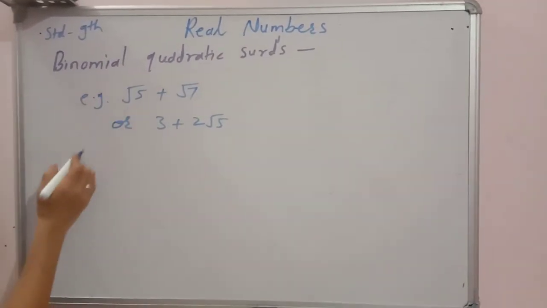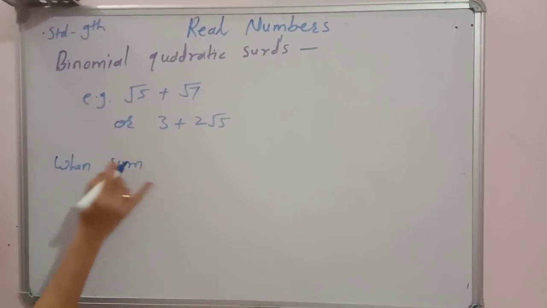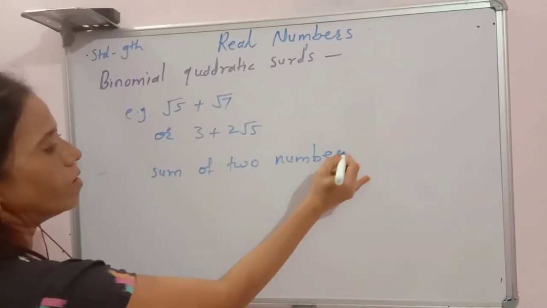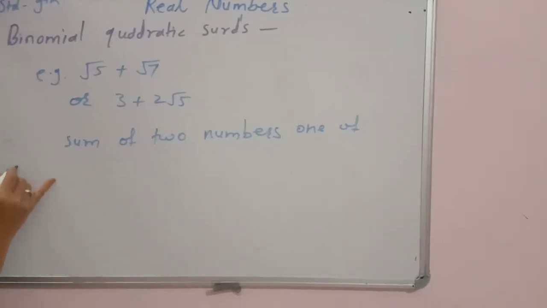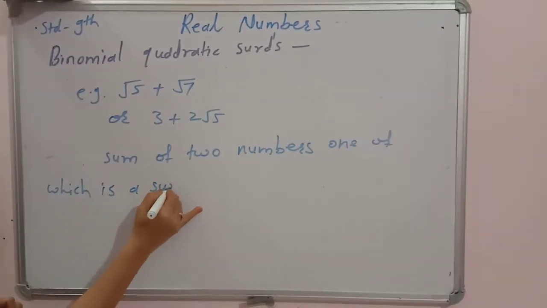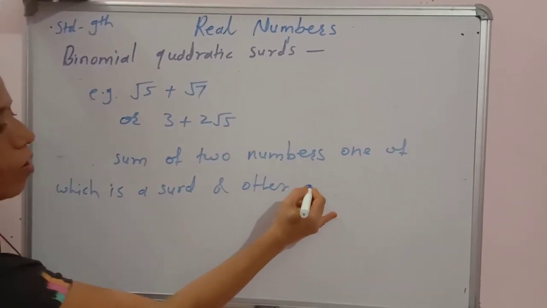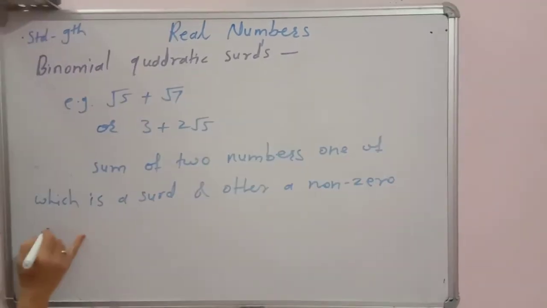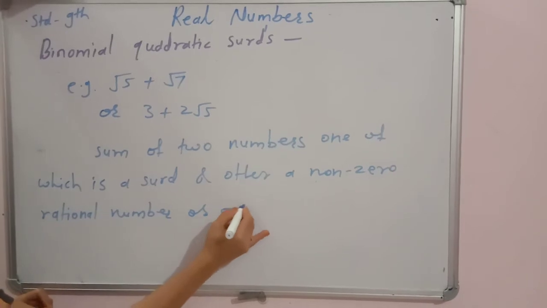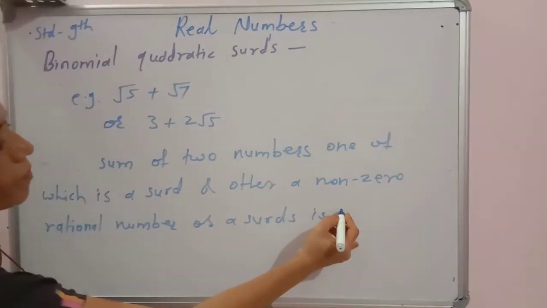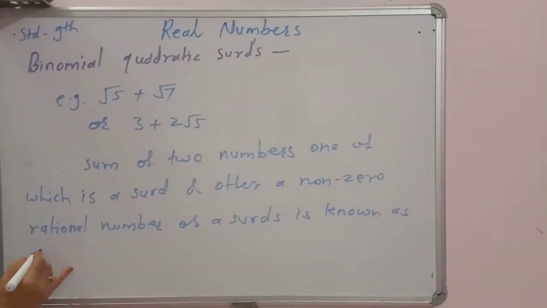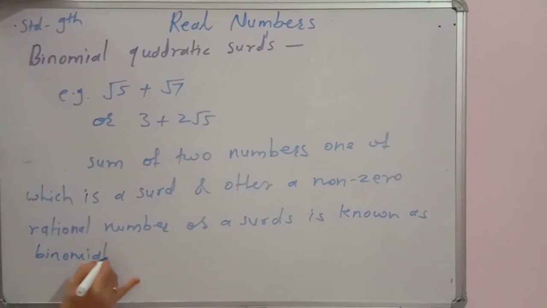How can we define it? The sum of two numbers, one of which is definitely a surd, and the other a non-zero rational number or a surd, is known as a binomial quadratic surd.